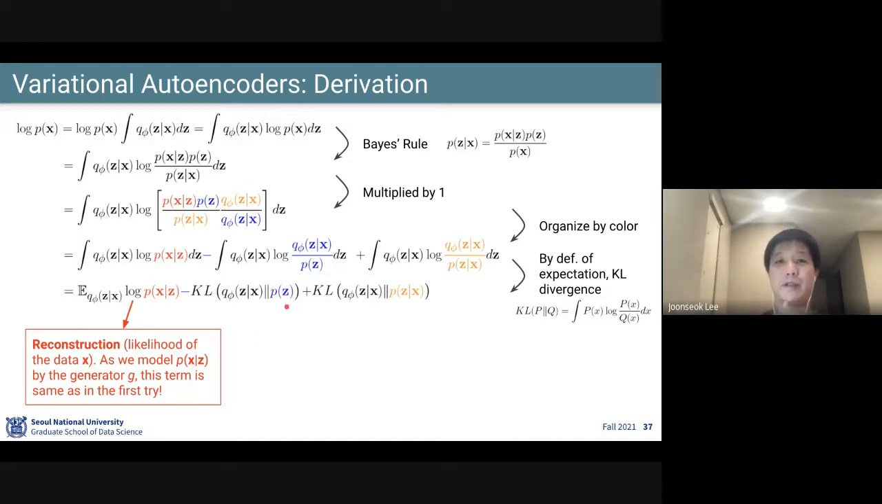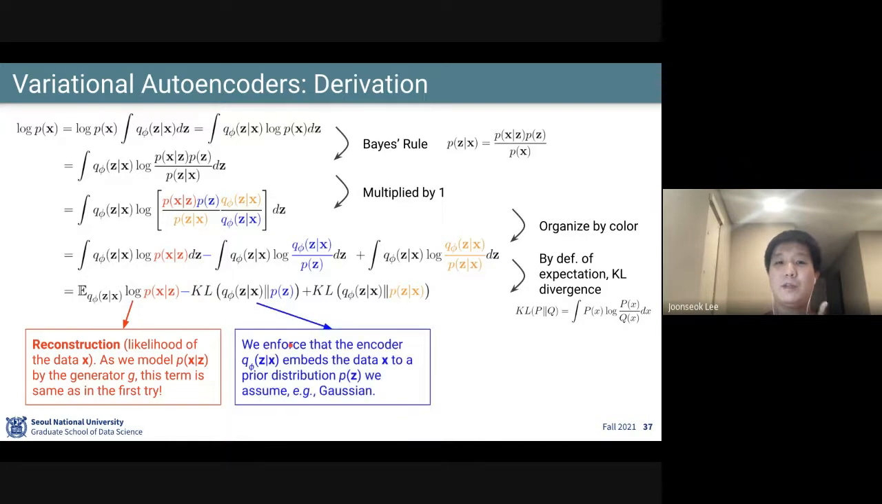So what's the second part? QZ should be similar to PZ because this is minus. We have to minimize this. So that means we have to force the encoder Q to embed the data X to a prior distribution of PZ, which we assume as Gaussian. But any form is fine. We are using some Gaussian form for our Q.